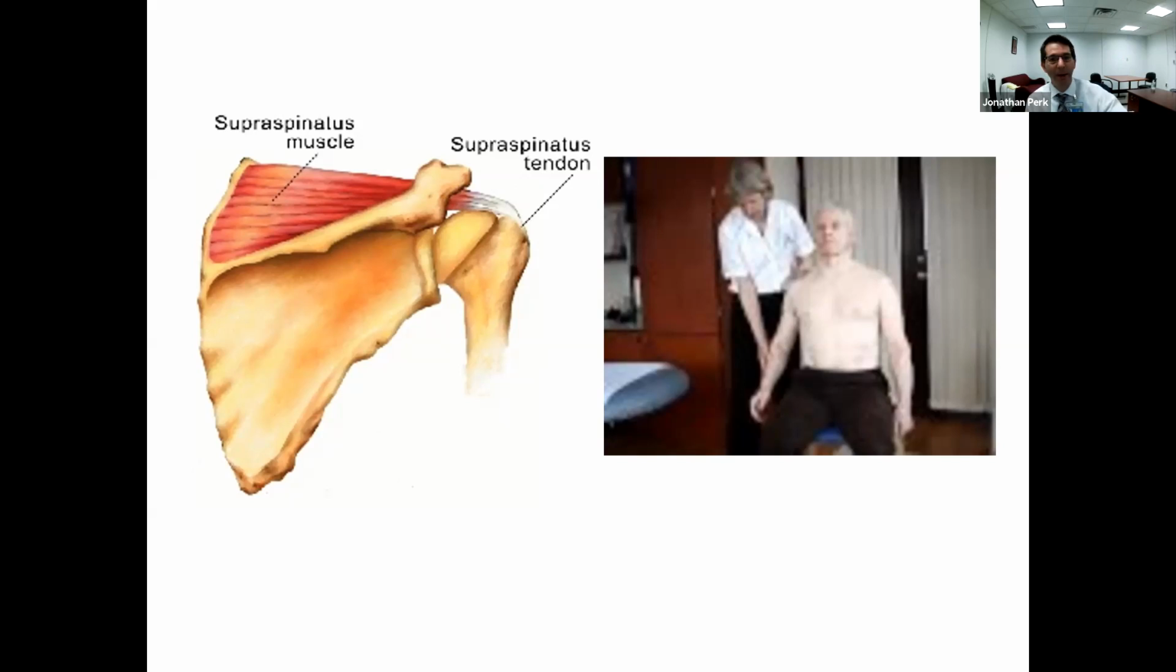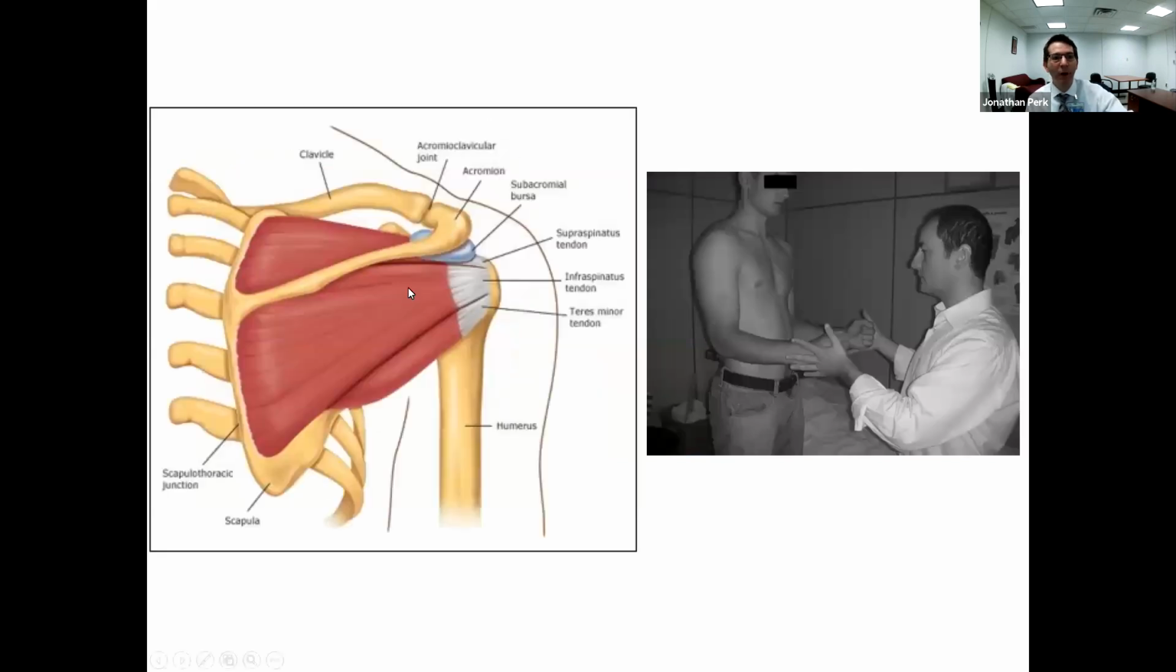Okay? Now that is different from the lower part here, which is the infraspinatus muscle. You see here, there's another muscle, which is the teres minor. The teres minor is not innervated by the suprascapular nerve. We'll get back to the teres minor. It's innervated by a different nerve from a different part of the brachial plexus. So there's a little bit of redundancy. But what's important is that the infraspinatus is innervated by the distal part of the suprascapular nerve.